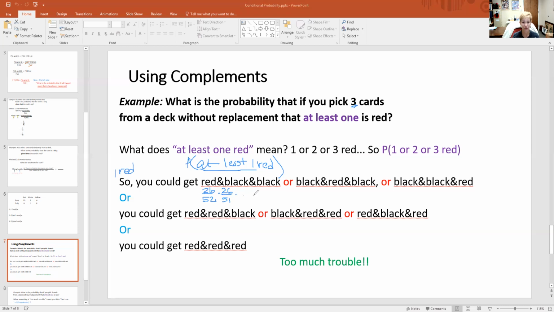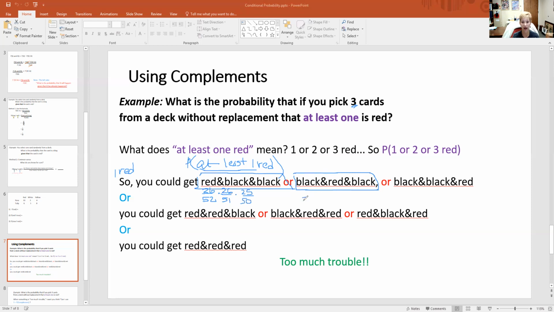Now, what about the next one? Well, now I've only got 50 cards. How many of those are black? Well, there were 26 black, but I used one, so now there's 25. So when I multiplied all that, I would have this answer. Well, now I got to go get this answer. I got to start over.